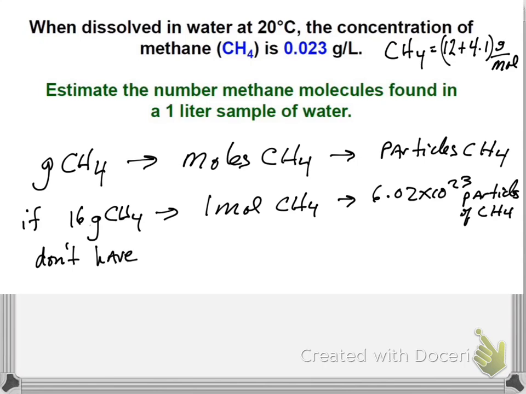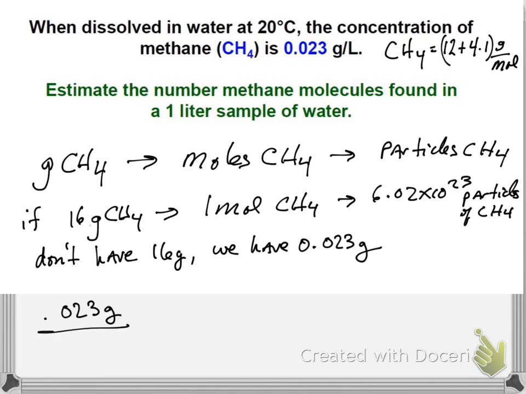But we don't have 16 grams. We only have 0.023 grams. So we need to know what fraction of a mole is 0.023 grams. So we take 0.023 grams and we divide it by 16 grams per mole. Right? That'll give us the fraction of a mole. Because we don't have 16 grams, which would be exactly a mole, we have some fraction of it. What's the fraction? Well, it looks like we only have 1.4 times 10 to the minus 3 moles.